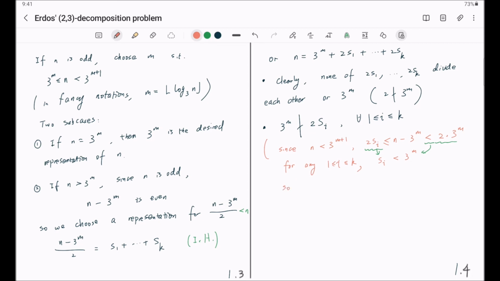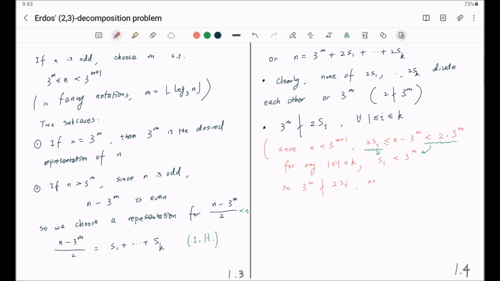So from here, you will see immediately that 3 raised to the power m does not divide 2 times si, because si is less than 3 raised to the power m. 2 and 3 are co-prime, so if 3 raised to the power m divides 2 times s of i, then 3 raised to the power m should also divide s of i. But s of i is less than 3 raised to the power m, so 3 raised to the power m cannot divide s of i.